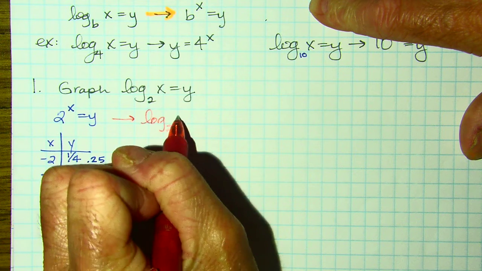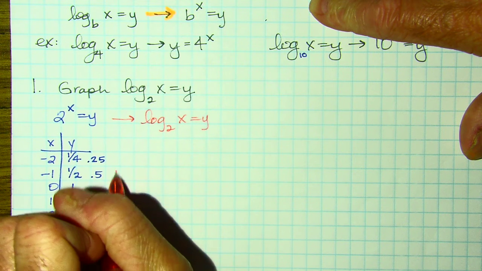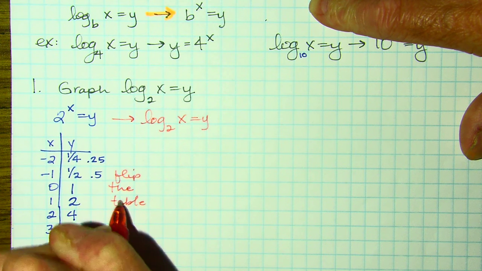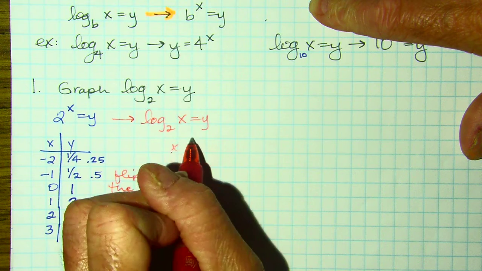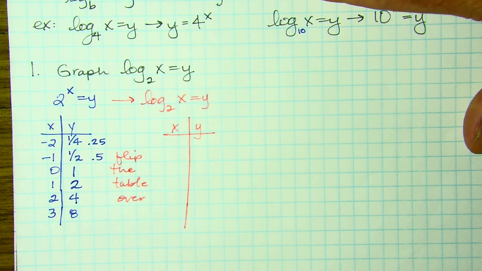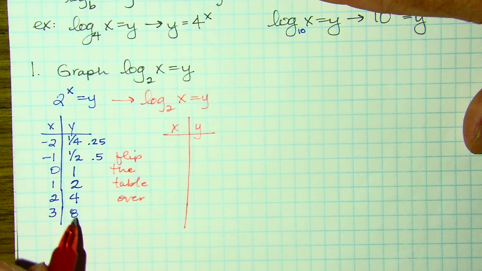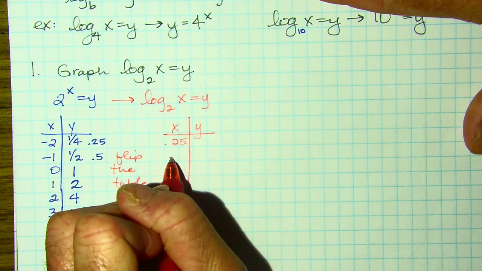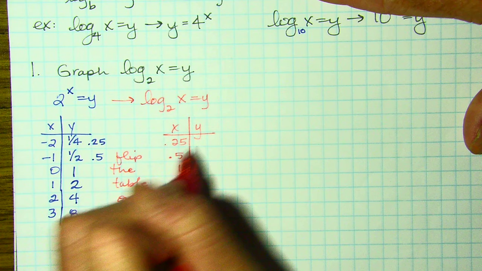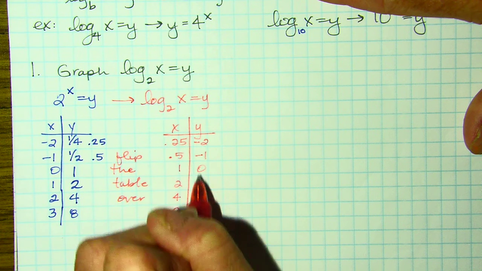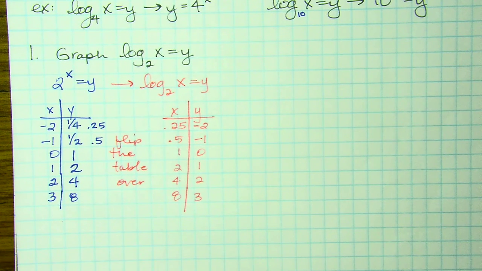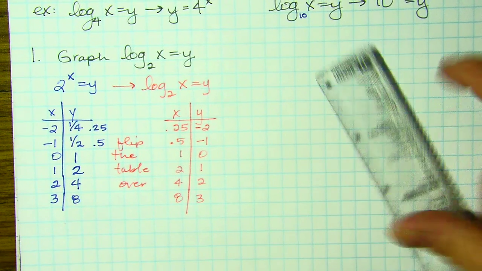So when I go to graph log base 2 of x equals y, I simply flip the table over. This is how I do it. If you don't like this method, I guess you could use a calculator. But I'm simply going to flip the table over. So my y values are now my x values, and my x values are now my y values. And so I'm now going to use that table, sorry, I was looking for my ruler, to graph.